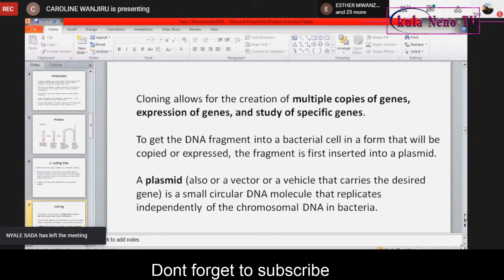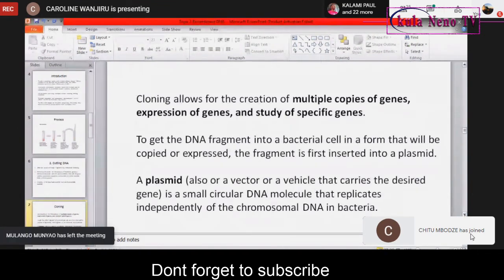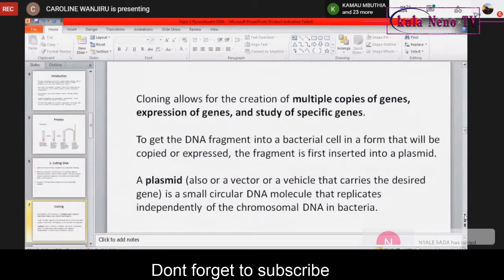It is circular. And by the way, a plasmid, even when it is in a bacteria, it replicates independently. So it doesn't need the chromosomal DNA in a bacteria. And that is why they are very, very important vectors or carriers. It's because once you remove it, once you put the gene of interest and put it in another bacteria, it will continue to replicate on its own. It doesn't need the chromosomal DNA of a bacteria to replicate.